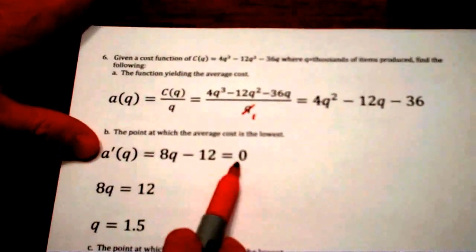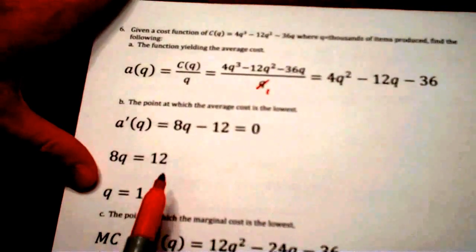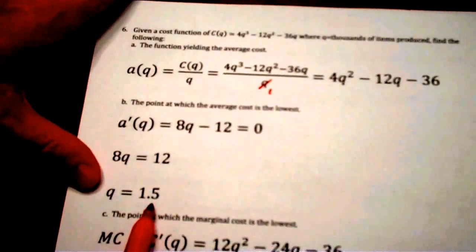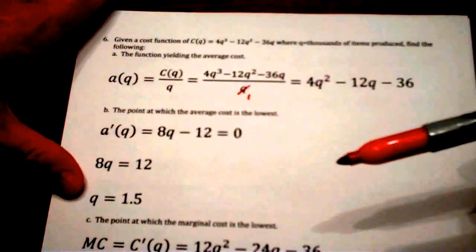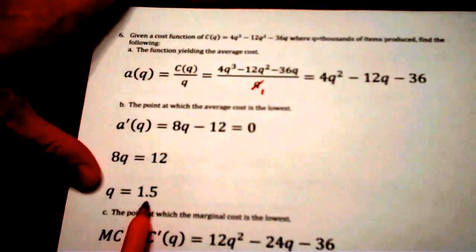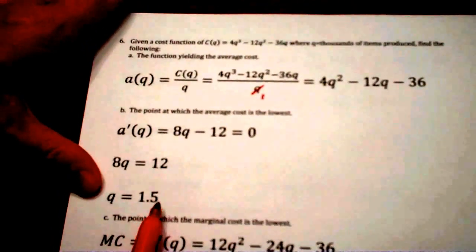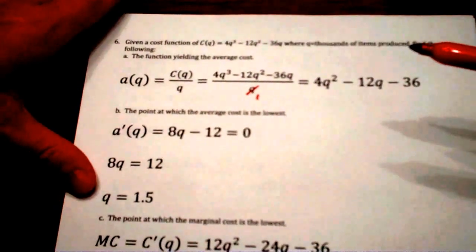I add 12 to both sides of my equation. I get 8q equals 12. And finally, I divide by 8 and I get 1.5. So in this case, you'll recall that q was the thousands of items produced. So producing 1,500 items will actually result in the average cost being the lowest.